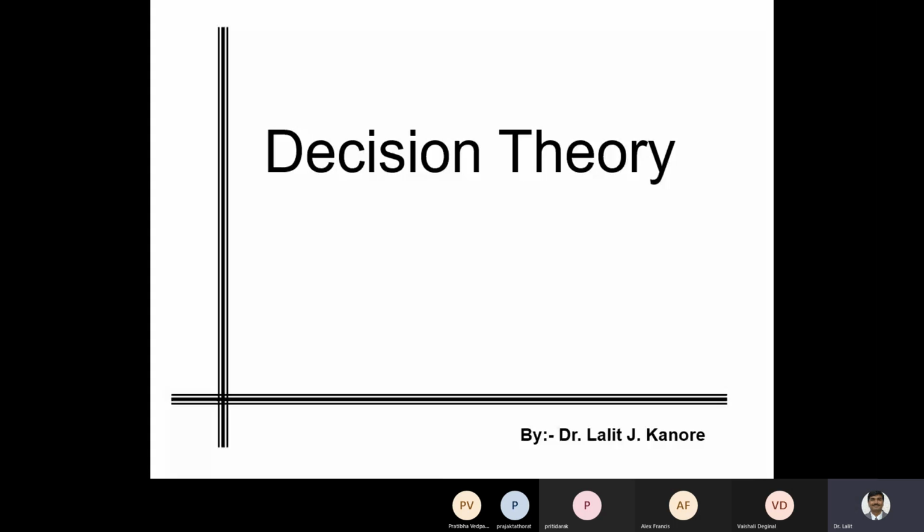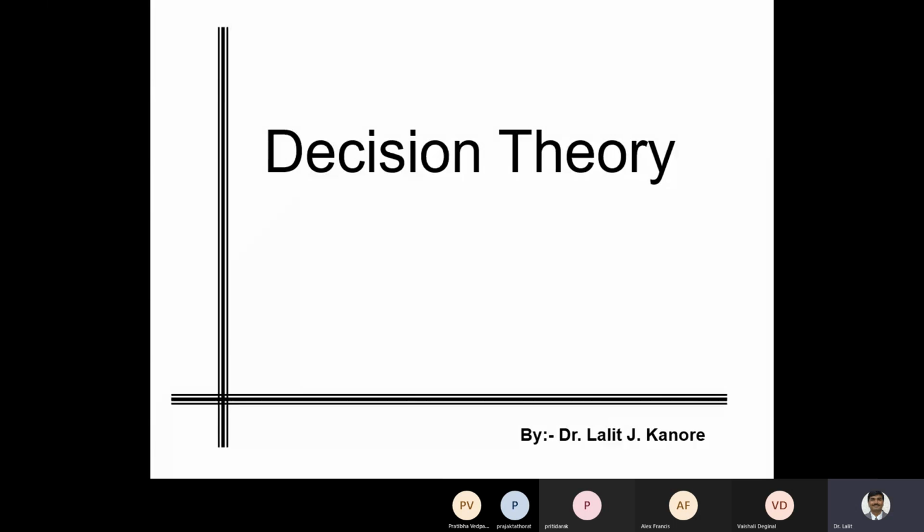So suppose he decided to invest his amount in stocks. Okay, so that is his decision, right? So basically, decision is what? Decision is selection of best suitable course of action amongst the available courses of actions, right?